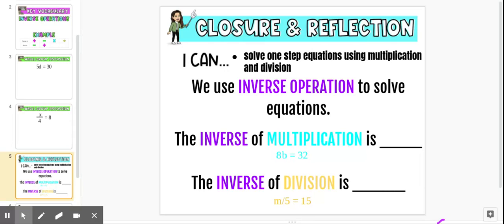So, solving one-step equations using multiplication and division, we use inverse operations in order to solve. Remember, the inverse of multiplication is division. So if you see a problem like 8b equals 32, or 8 times b, in order to solve, you're going to divide on both sides. And the inverse of division is multiplication. So if you see m divided by 5, or m over 5, in order to solve, you're going to multiply on both sides.